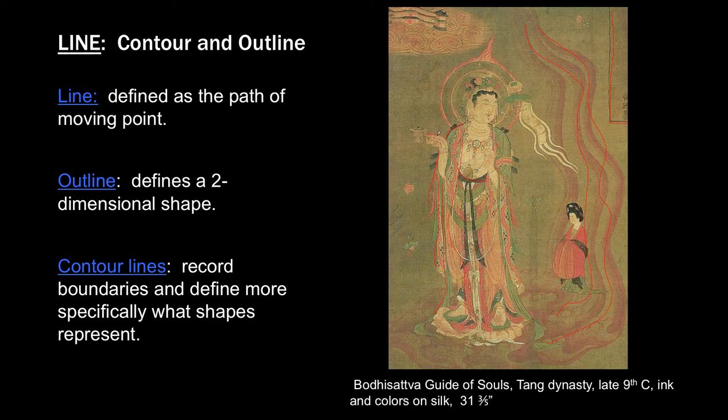They help us to understand what exactly this object is. We see her arm here. We see some of these shapes. Get a sense of where her knee is. We see her feet down here. So contour lines record the boundaries and define more specifically what the shape represents.